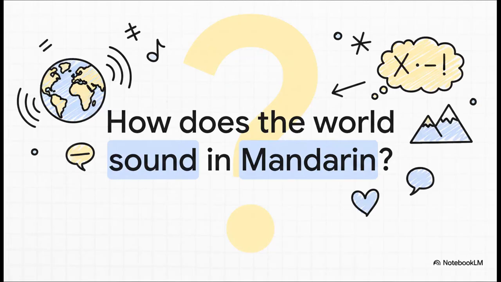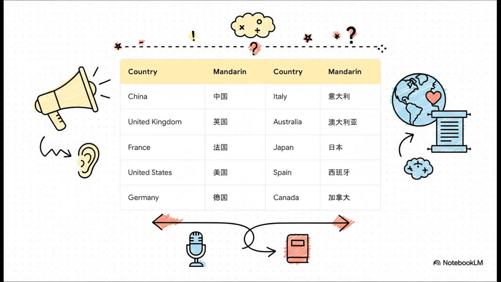So, how does this actually work? When a country gets its Mandarin name, are they just trying to copy the sound? Or is there some deeper meaning, something poetic, hidden inside the characters? Well, the answer is both. And the way it all comes together is honestly absolutely brilliant. Okay, let's just dive right in.